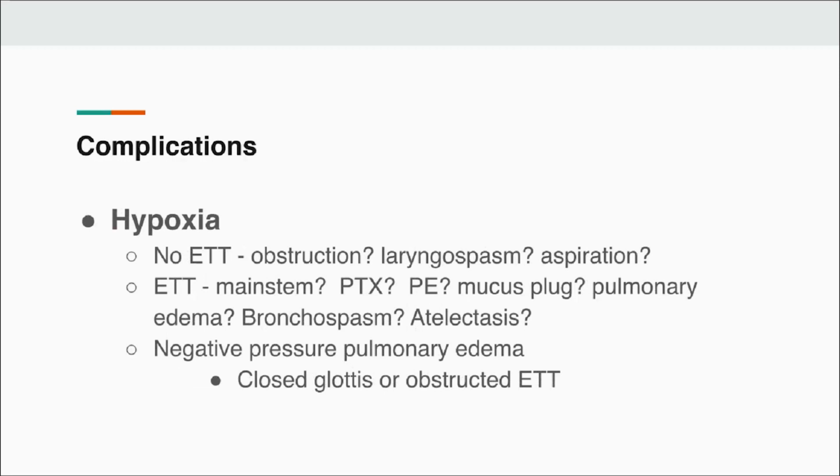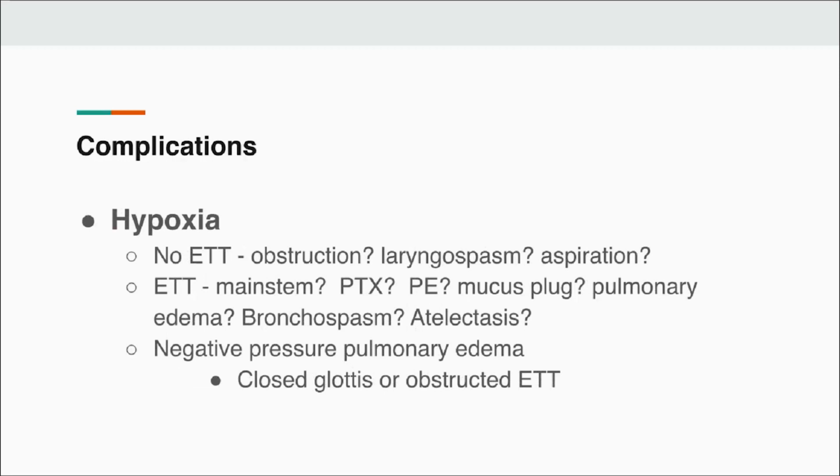Or from the surgeon's side, did they get near the diaphragm and for whatever reason cause a pneumothorax? Could the patient have a pulmonary embolism during surgery? It's not common, but with certain malignancies or if a patient has a history of DVT or PE, it's certainly possible. Does the patient have a mucus plug that we need to clear through the endotracheal tube? Do they have pulmonary edema from excess fluids or failing heart? Do they have bronchospasm from COPD or reactive airway disease or asthma? Or simply, do they have atelectasis and do we need to provide more PEEP or do we need to open their lungs with some ventilation strategies?